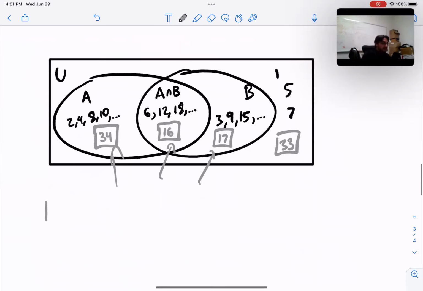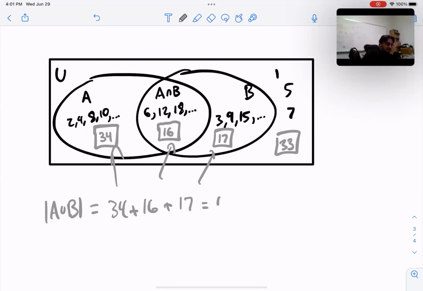That works too, right? So you could also say that the size of A union B equals 34 plus 16 plus 17. If you want to do it without subtraction, just adding each piece, that works great too. Of course, you still get the same result, right?